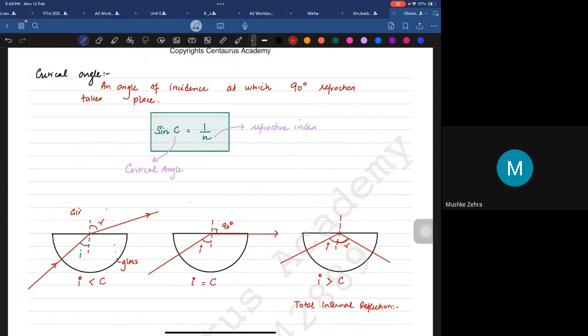Okay. Should I go forward, please? The last diagram.